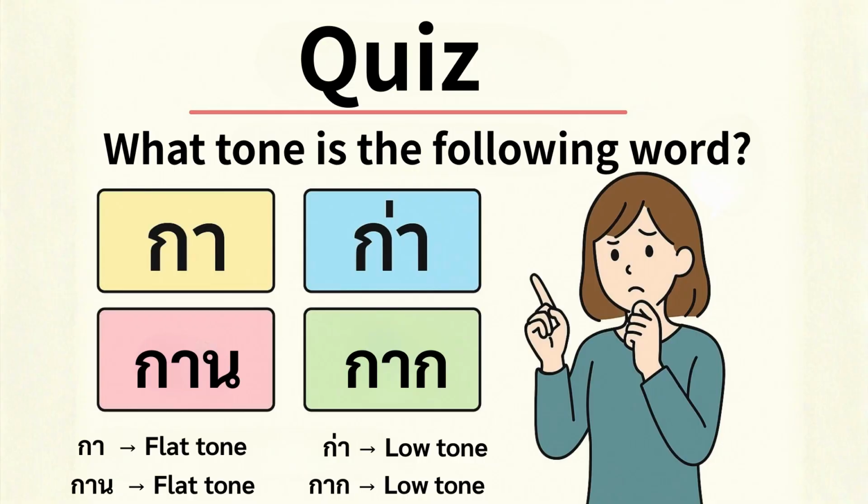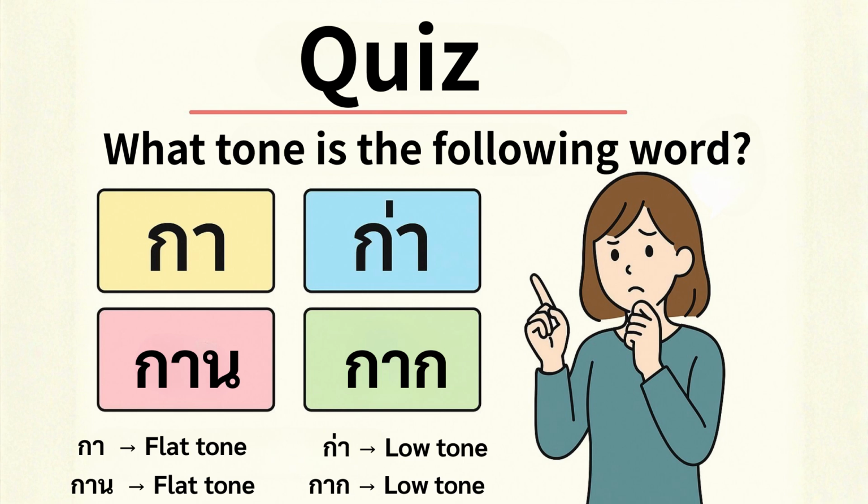Next, we have a tone practice quiz. Here are 4 words: ga, ga, gan, gat. Let's think about what tones they have. First, the top left word, ga. It is mid-class consonant plus long vowel plus no tone mark, so the tone is mid. Next, the top right word, ga. It is mid-class consonant plus long vowel plus mai ek, so the tone is low.